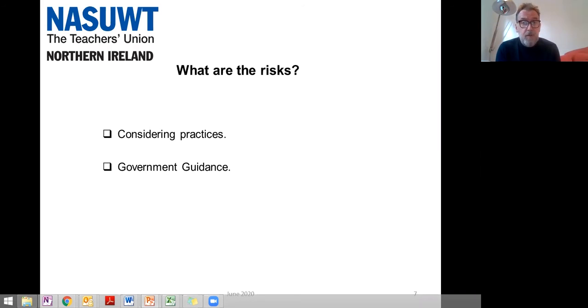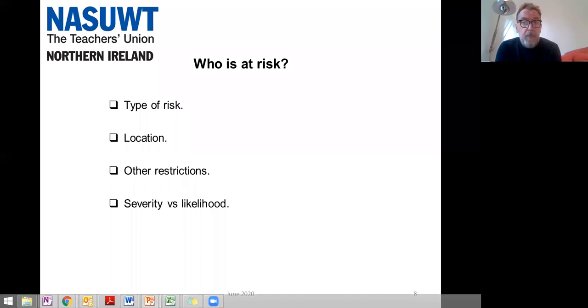Okay, who is at risk, please? Next slide. So who is at risk? Type of risk, location, other restrictions, severity versus likelihood. So once the risks have been identified, it is necessary to determine who is at risk and what the likely severity of that risk is.